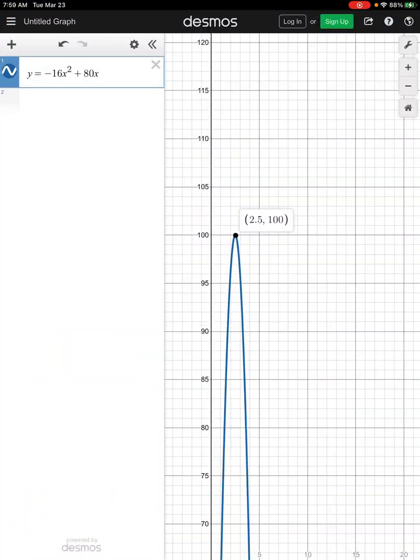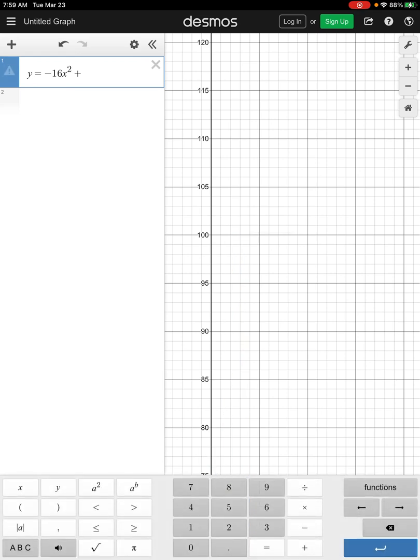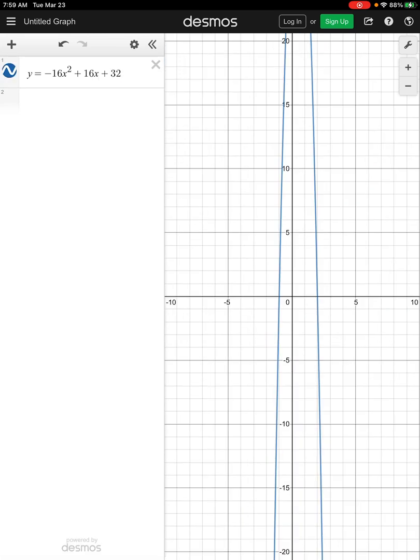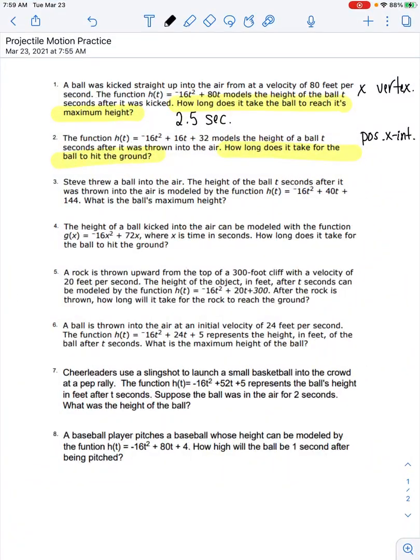So y equals negative 16t squared, or you can use t, but you can also use x, plus 16x plus 32. So I want to find my positive x-intercept, and that is at 2, 0. So how long does it take for it to hit the ground? 2 seconds. Oh, and by the way, let me write these in here so you'll see where I'm getting these answers.